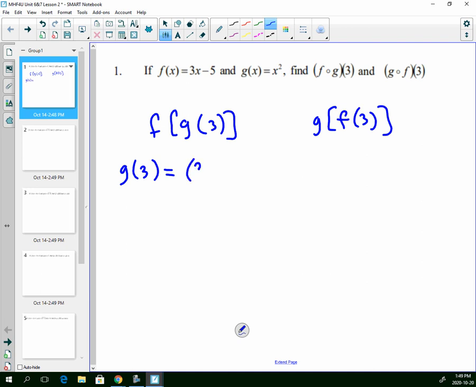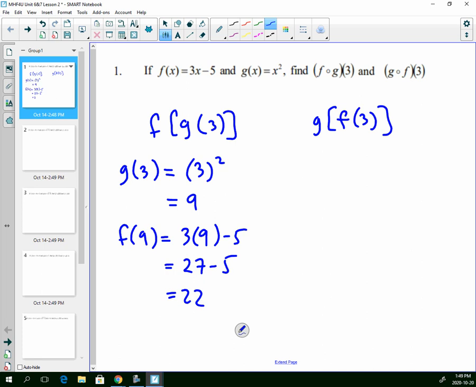So first I'm going to do g of 3. And that function is x squared, so that would be 9, and then I'm going to do f of 9, and that is 3x minus 5. 3 9s are 27, minus 5 is 22. Okay, which will give me a different result if I go the other way.